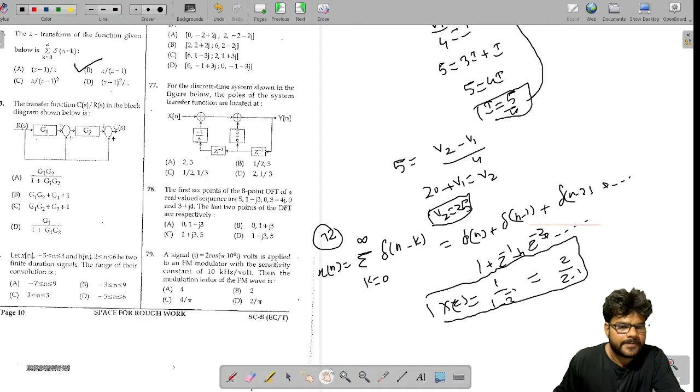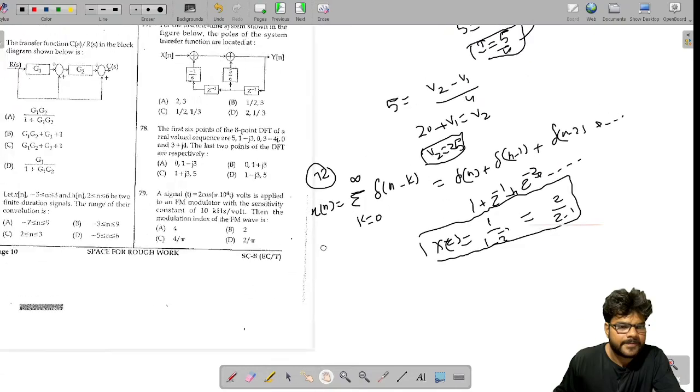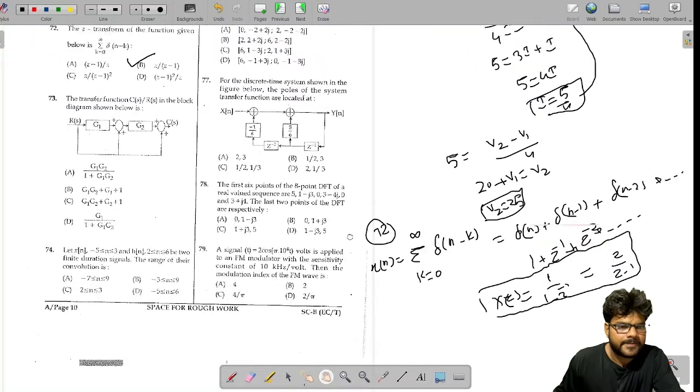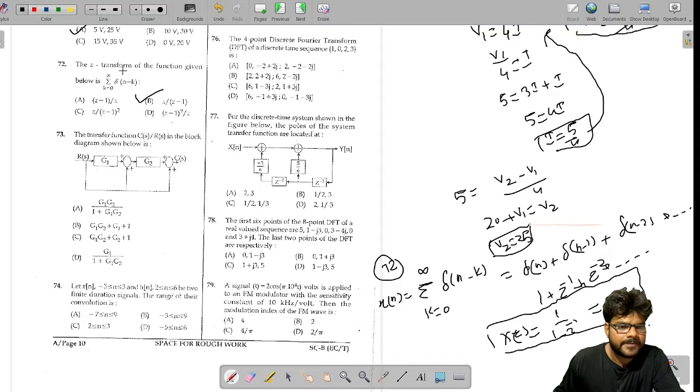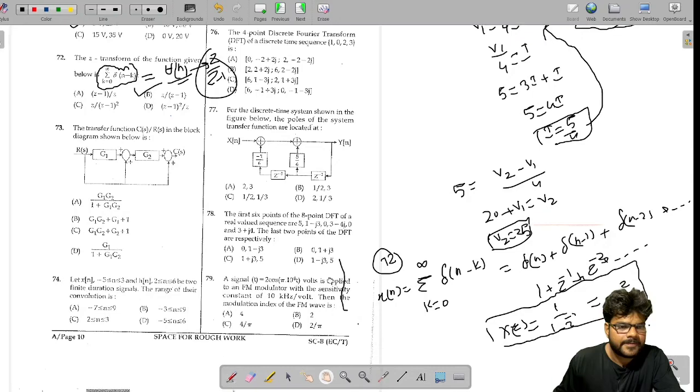So this is one of the ways, and another way: you could easily solve this question, because you know this impulse is getting summed. If you put k equals to 0 directly, then you could write it as un. And the z transform of un is z upon z minus 1.